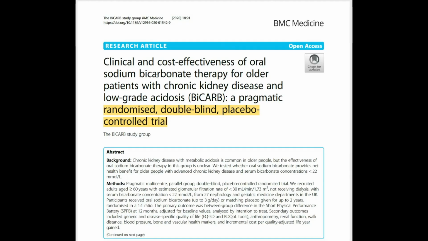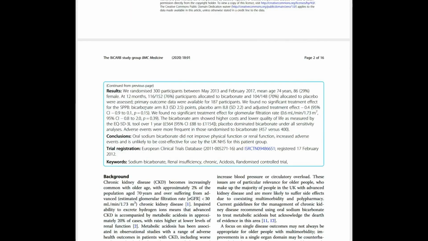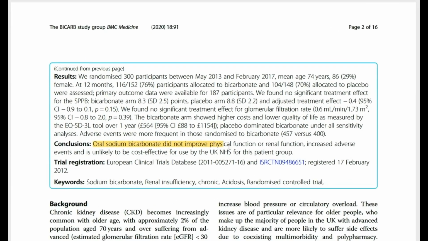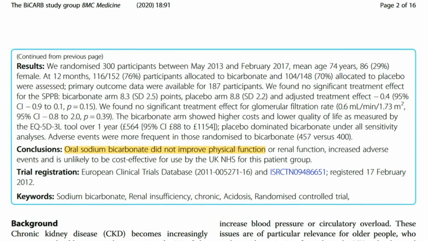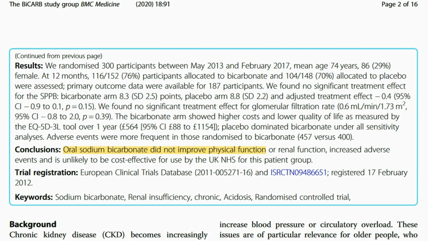This is the real type of evidence that we're after, right? A placebo-controlled randomized trial to see if correcting low bicarbonate levels improves physical function. Unfortunately, this study shows that supplementing with bicarbonate versus placebo had no impact. So here, in a real study, we see once again, just like homocysteine, the observational bullshit turned out to be nothing more than a biomarker bamboozle.